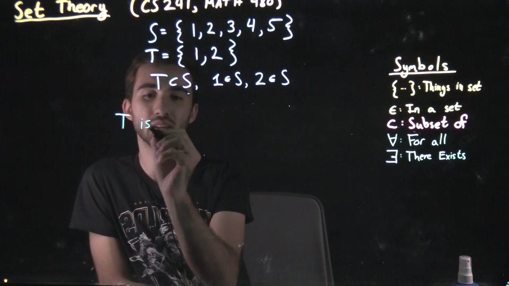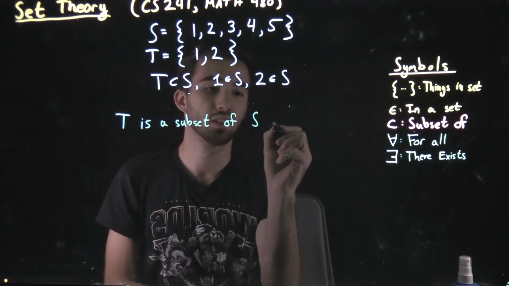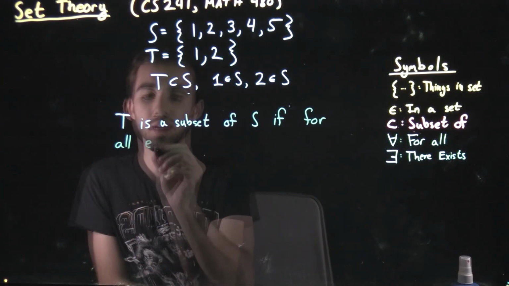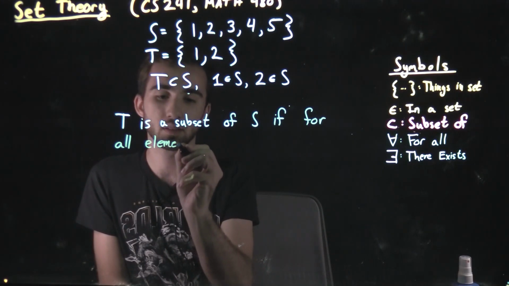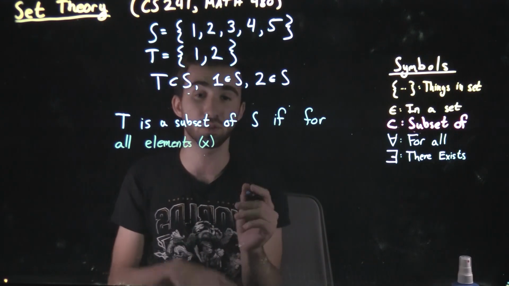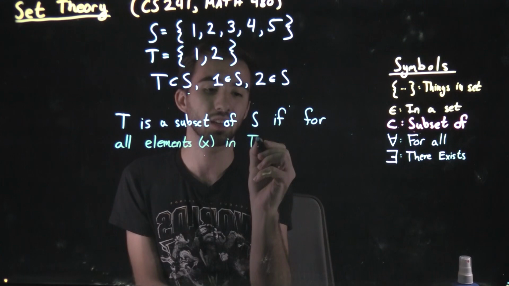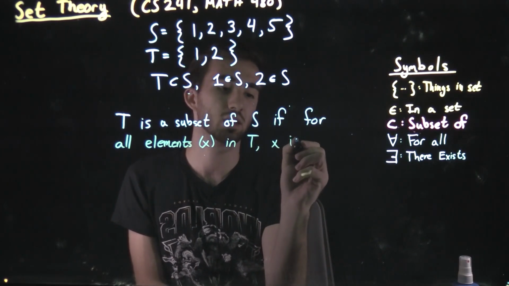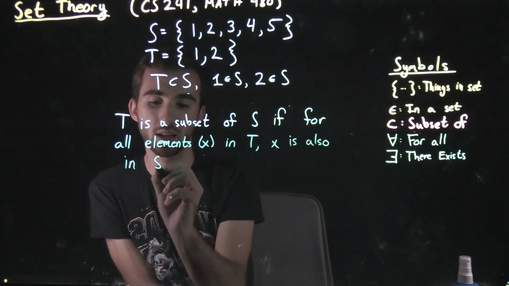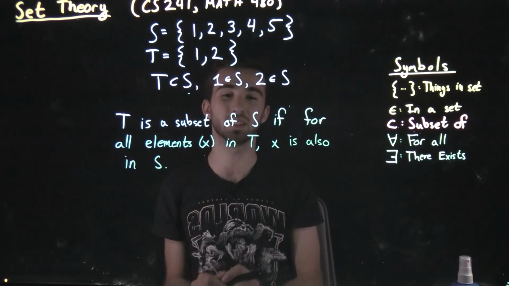T is a subset of S if for all elements X, that's just the symbol that we're going to use for some specific element, in T, X is also in S. Right? So this is the English phrase for T is a subset of S.